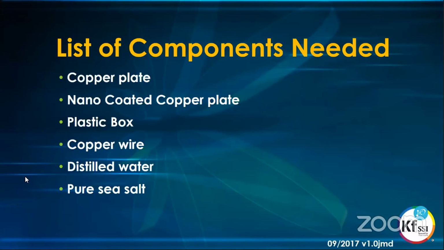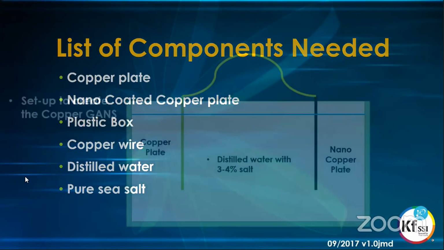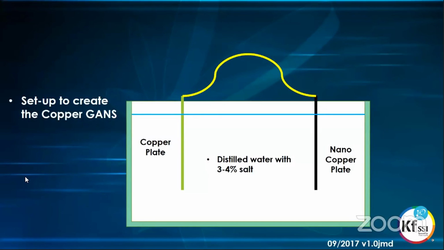So in this method, what we're needing is we just have a plain copper plate. We have our nano-coated copper plate, your plastic box, copper wire, the distilled water and your sea salt. So similar as all the others, just we're having 2 copper plates, 1 nano and 1 plain. So you set up the same process as every other method with your distilled water, salt solution, and your 2 plates, and you connect your 2 plates up with a wire. And that's a simple setup for the copper GANS.